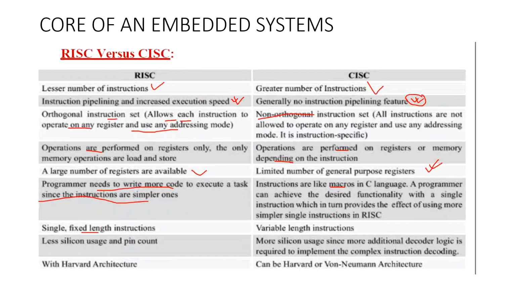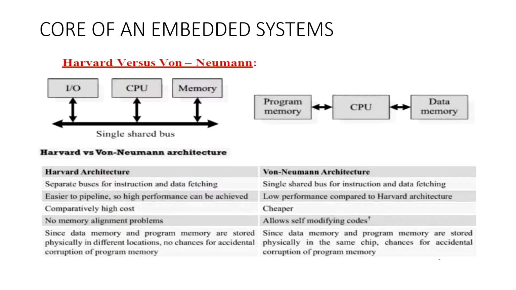RISC has single fixed length instructions, whereas CISC has variable length instructions. RISC uses less silicon, whereas CISC uses more silicon. RISC comes with Harvard architecture, whereas Harvard or von Neumann architecture can be used in CISC processors.